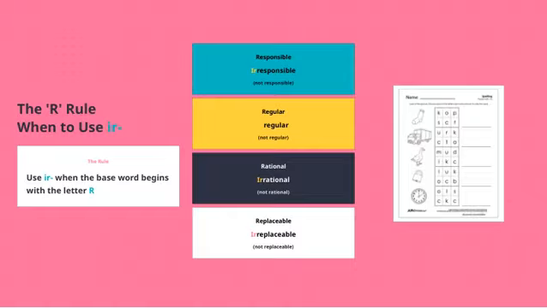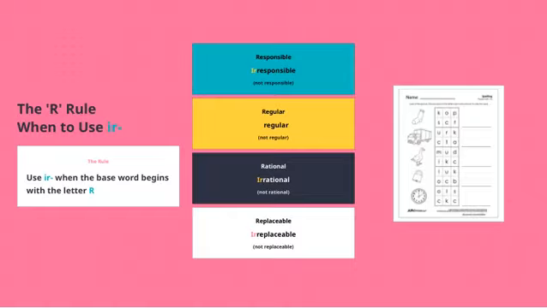It's important to remember that if the base word doesn't start with R, then we wouldn't use ir. For instance, the word rational becomes irrational when we add ir. But if the root doesn't start with R, then ir isn't the right choice. Now, this rule helps us understand the difference in meaning quite clearly. Responsible versus irresponsible, regular versus irregular, rational versus irrational. And the same goes for words like replaceable and irreplaceable, where the presence of R at the start guides the addition of ir.